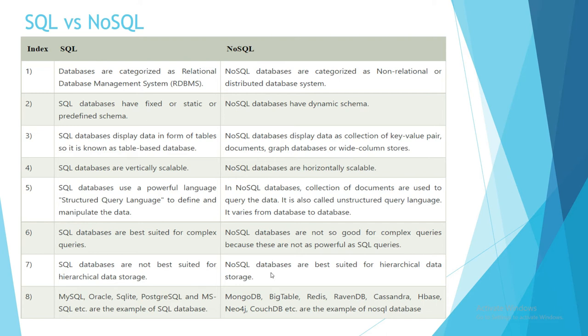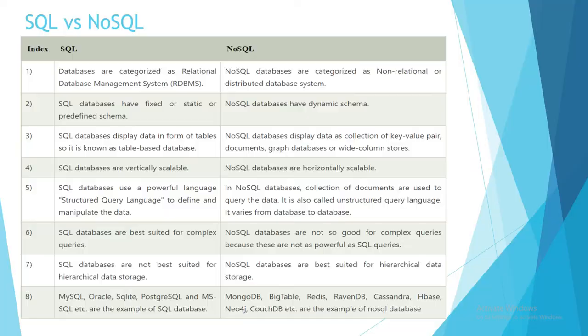And coming to the implementations of these languages, for SQL we have seen it already: MySQL server, Oracle server, SQLite, PostgreSQL, MS SQL, which is simply called SQL Server. Like that, we have various implementation servers for SQL. Coming to NoSQL, the important ones nowadays, which are the trend, are MongoDB, Bigtable, Redis, RavenDB, Cassandra, HBase, Neo4j, CouchDB, etc. These are various examples of NoSQL database systems. So these are some of the differences which I have listed here between SQL and NoSQL.